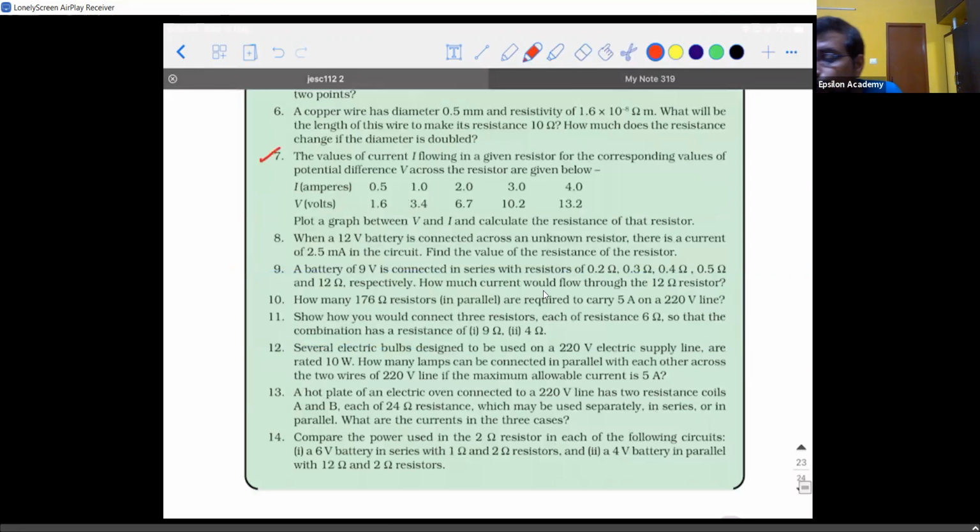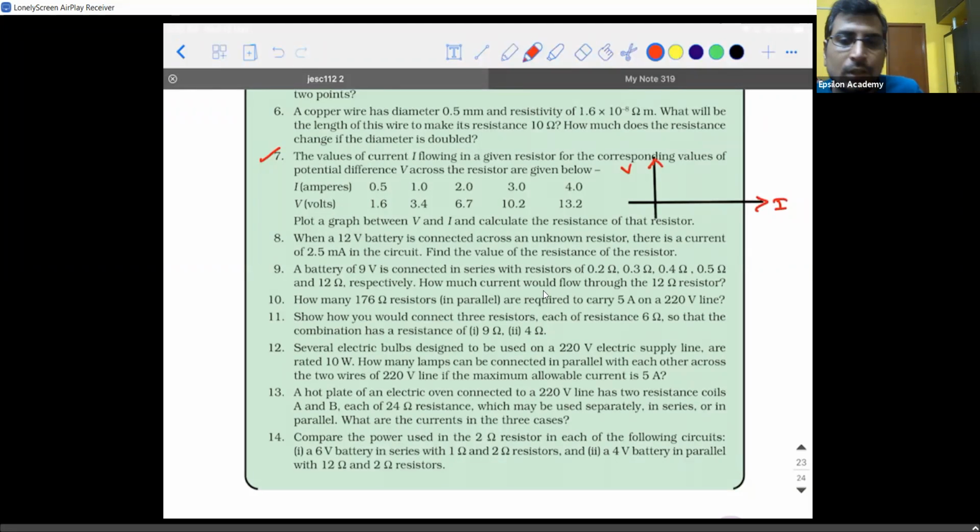Next. The value of current I flowing through a given resistor for the corresponding values of potential difference V across the resistor are given as 0.5 and 1.6, something like this. So they're asking us to plot the graph between which two parameters? The current and the potential difference.